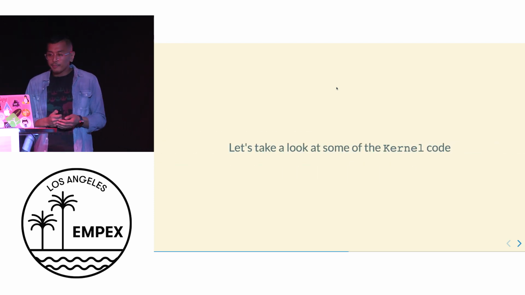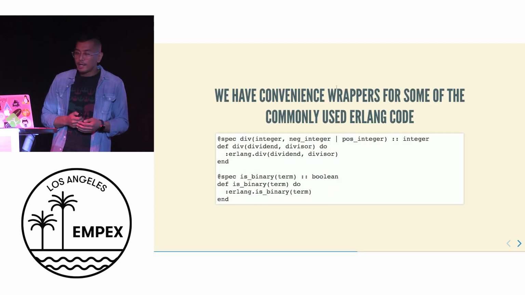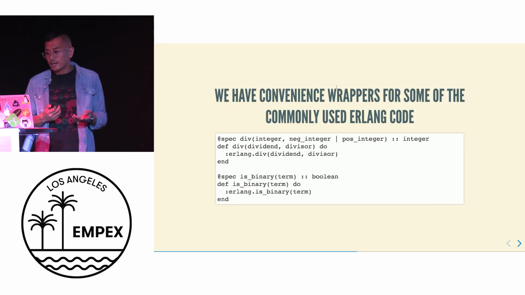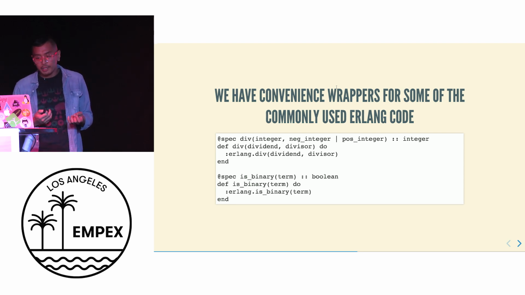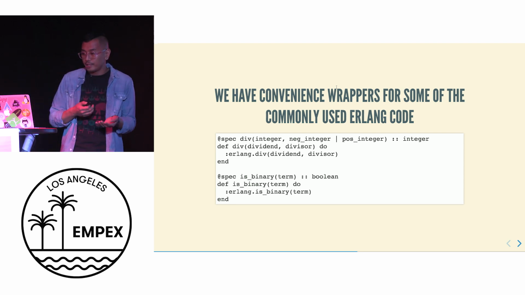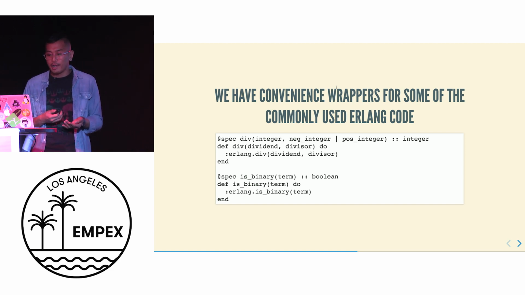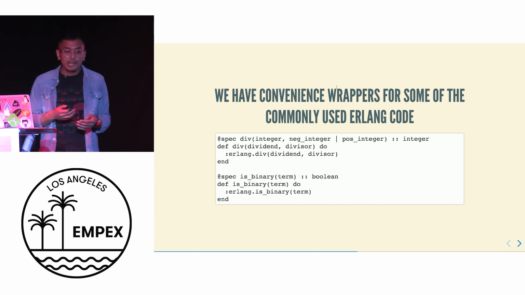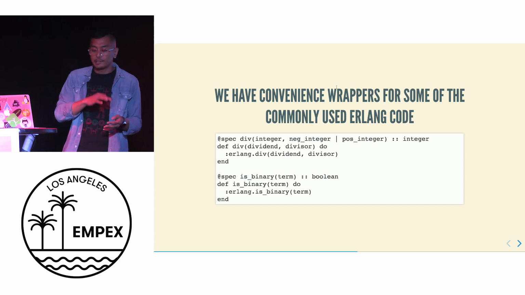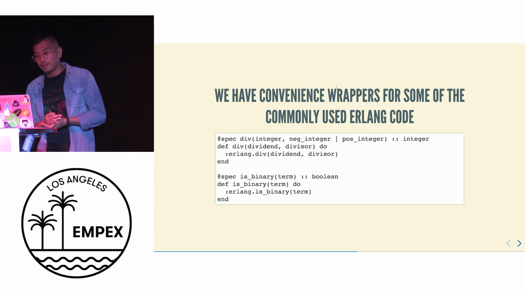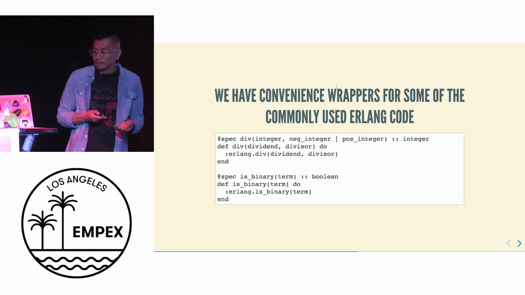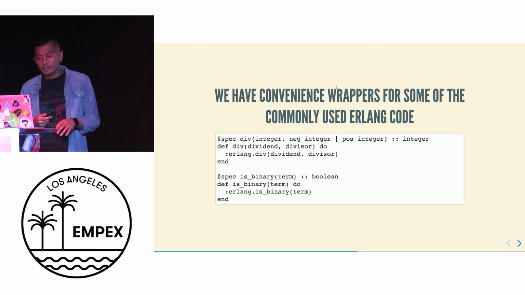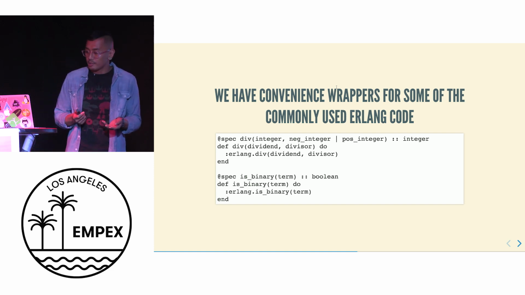So let's take a look at some of the kernel code. Things that you would typically see. Like I said, Elixir is based off of Erlang, so things like def div are really just a wrapper around Erlang div. It takes the same arities. We're passing the same exact signature into Erlang's function. Same thing for is_binary. We're just using Erlang's is_binary, same function signature, and it's just a convenience wrapper so we could use it within Elixir.